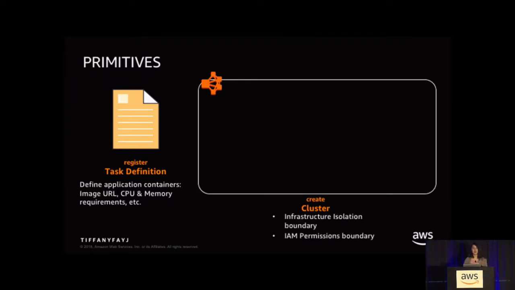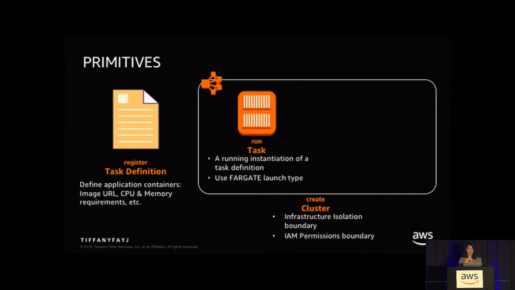Next, we have the concept of a cluster. So basically, it is an isolation boundary. So you can give it specific IAM permissions, you can give it specific VPC networking permissions for it, and create your cluster. So within that cluster, you can then run your task. So it's basically an instantiation of your task definition. And then instead of using EC2 mode, you would use Fargate as the launch type.